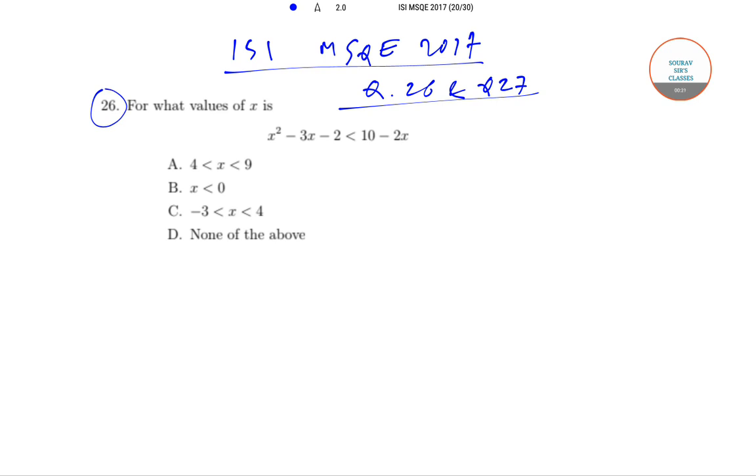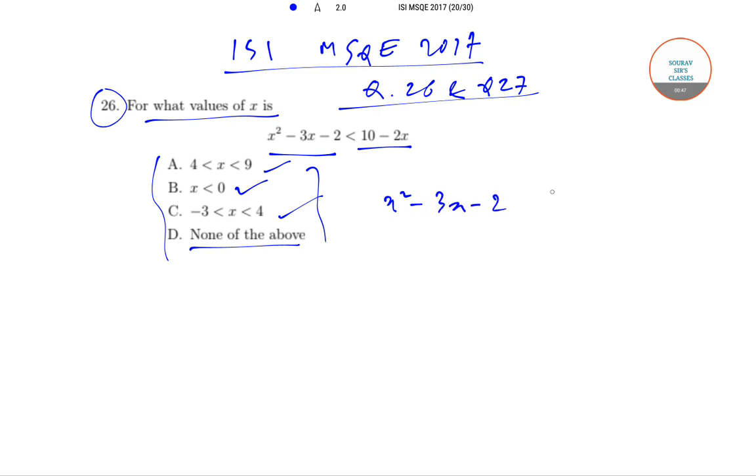In question number 26 it is said that for what values of x is x square minus 3x minus 2 less than 10 minus 2x. The options are 4 less than x less than 9, x less than 0, minus 3 less than x less than 4, and none of the above. So these are the four options. We have been given that x square minus 3x minus 2 is less than 10 minus twice of x.